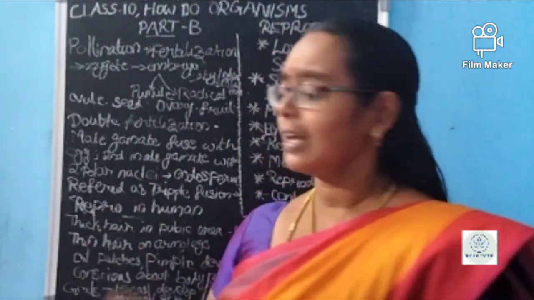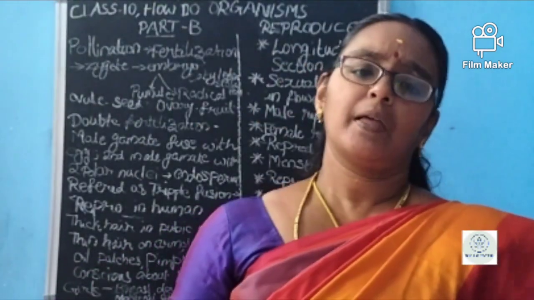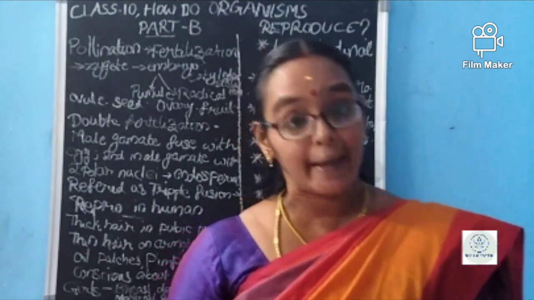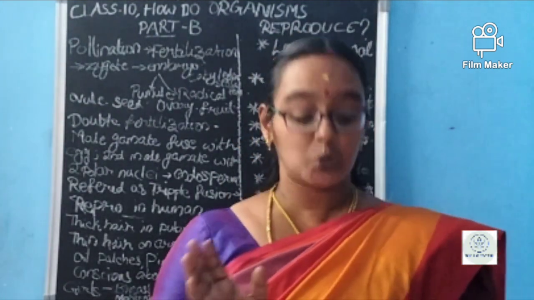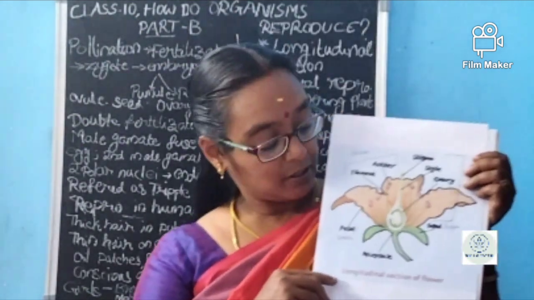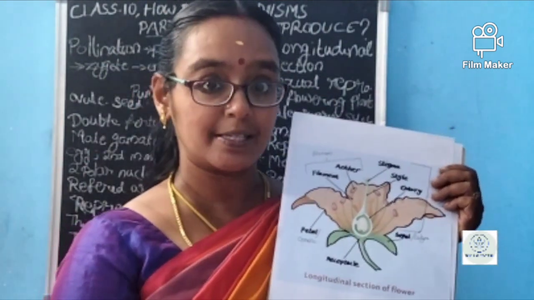Yes. What is a bisexual flower? A bisexual flower is one which has the male reproductive organ as well as the female reproductive organ within the same flower. Taking hibiscus as an example, it may be asked for you, what is this? The longitudinal section of the hibiscus.